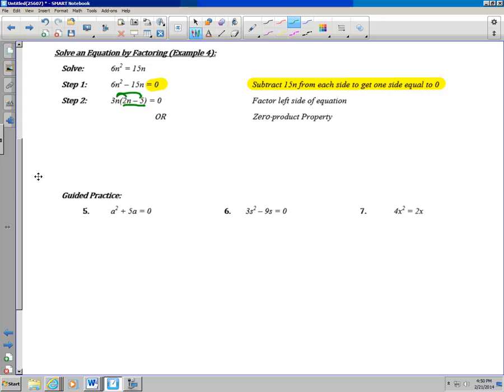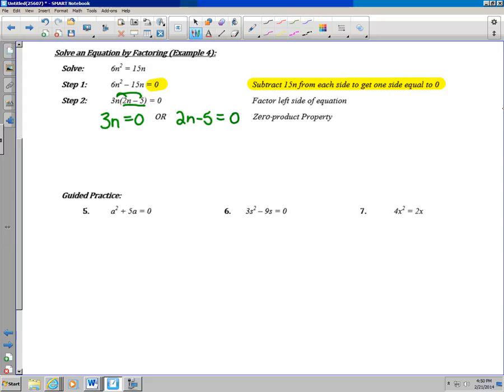Now that we have a product on the left side of the equation, we can use the zero product property. We know that 3n must be 0 or 2n minus 5 must be 0. One of those two has to be true if this product equals 0.